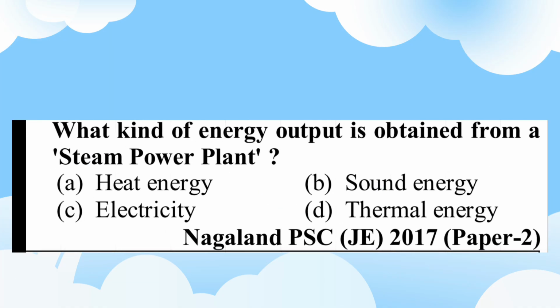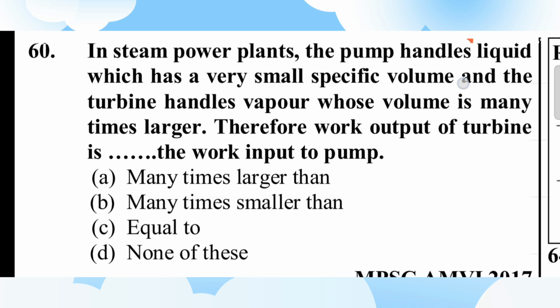Question number 59. What kind of energy output is obtained from a steam power plant? A. Heat energy, B. Sound energy, C. Electricity, D. Thermal energy. Steam power plant output is electricity. Electric energy is generated by the steam power plant.